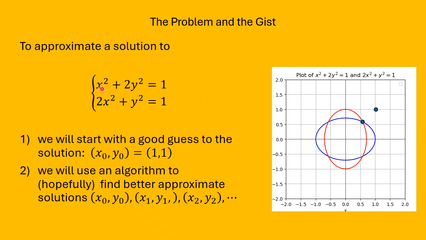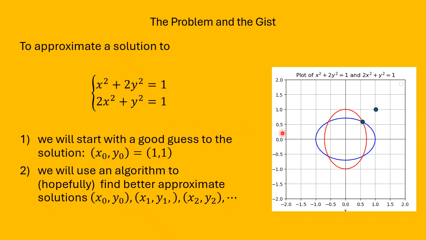If we look at x squared plus 2y squared equals 1, that's this blue ellipse. And if we look at 2x squared plus y squared equals 1, the graph of that is the red ellipse. What we want to do is to find this intersection point of those two ellipses. The coordinates of this point will satisfy both of these equations.